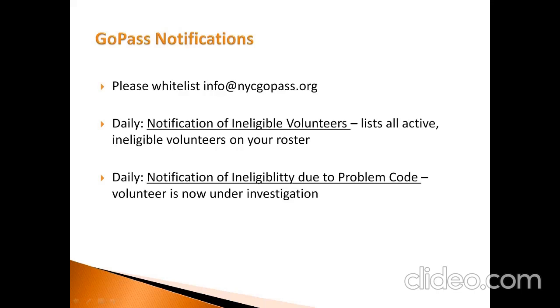There is also a notice that you may receive titled Notification of Ineligibility Due to Problem Code. This is a red flag from the system telling you that a particular volunteer is now under investigation for whatever reason. If it is an existing volunteer, then you may be getting one because the volunteer was arrested in New York State. The Department of Education has a real-time reporting relationship with DCJS that allows the system to be notified when someone is arrested.